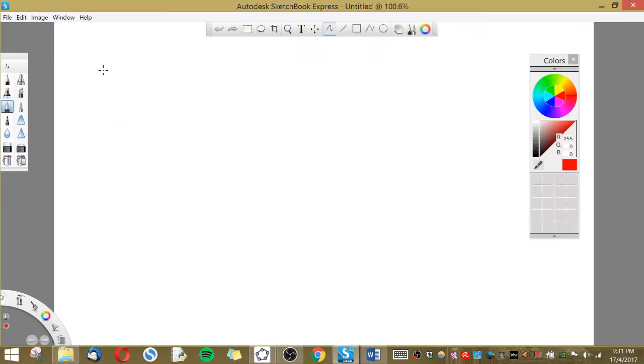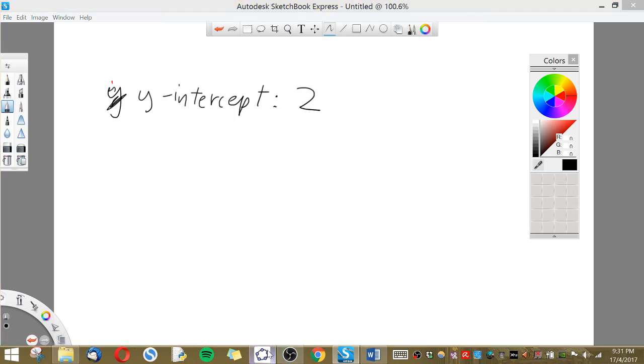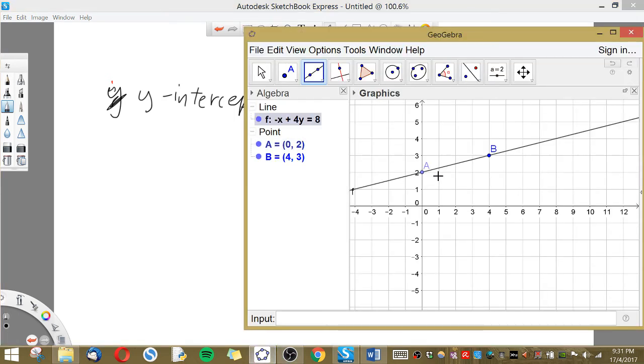So for that line, the y-intercept was 2. So this line here, the y-intercept was 2. You can see because that's where it crosses the y-axis. So the y-intercept is 2, and the gradient of this line, you could calculate it.